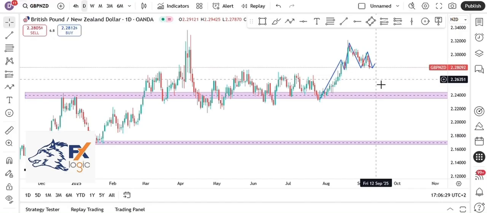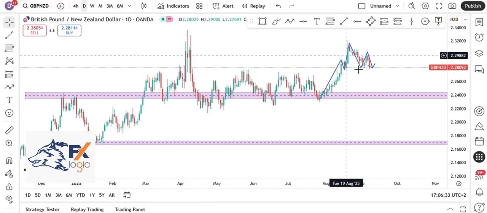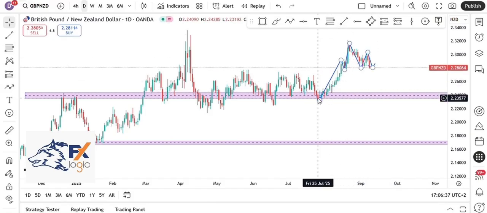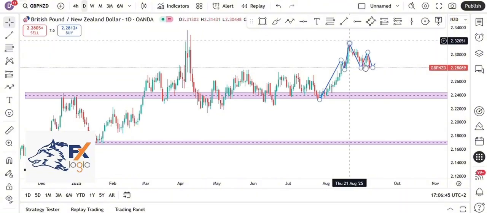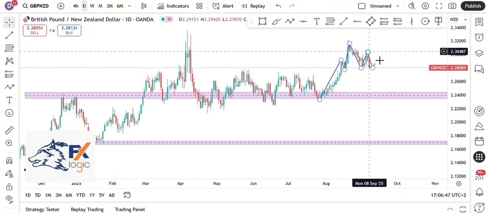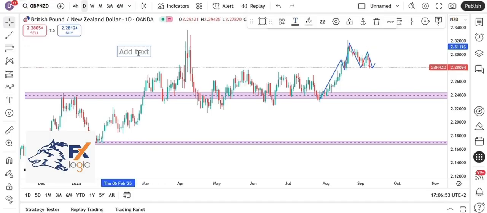No, this is going to be what I call structure shift. It's not a downtrend because it's not taking out this low here. So we'll have a high, a low, higher high, low, higher high, higher low, higher high, higher low, lower high. So this is structure shift. This is going to be a structure shift. I'm taking you gradually into the mentorship.